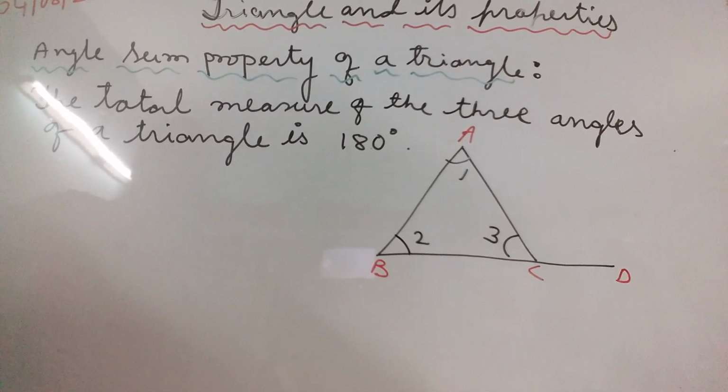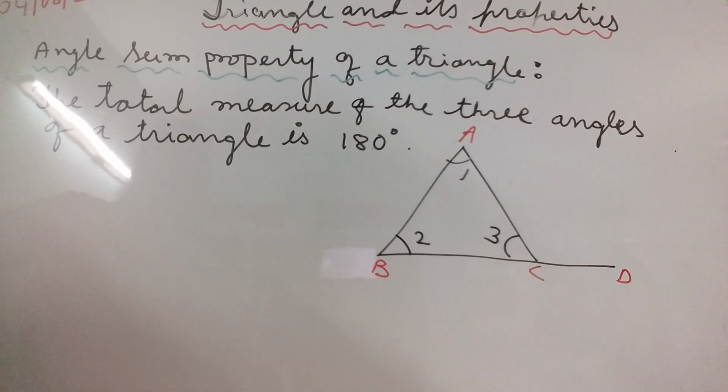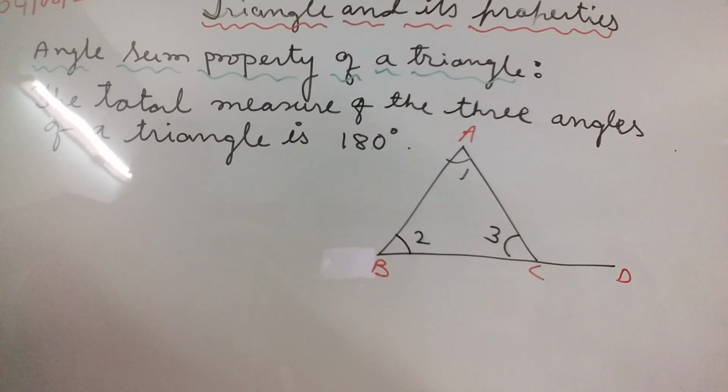In our previous class we have learned exterior angle sum property, which says the measurement of an exterior angle is equal to the sum of two interior opposite angles. Today's property is the angle sum property of a triangle, and it says the total measure of the three angles of a triangle is 180 degrees.